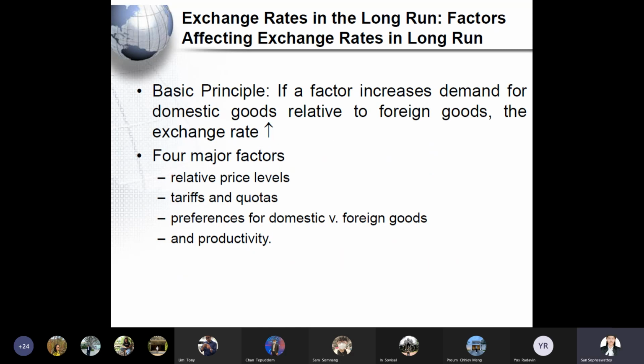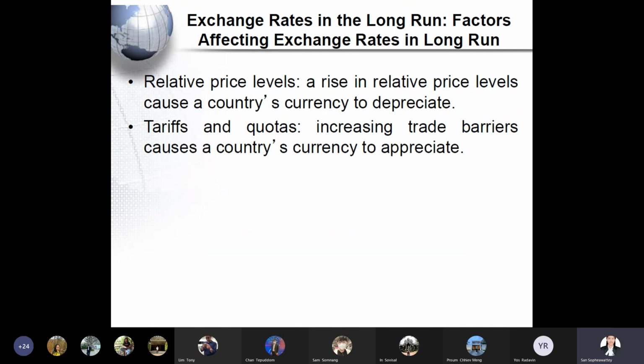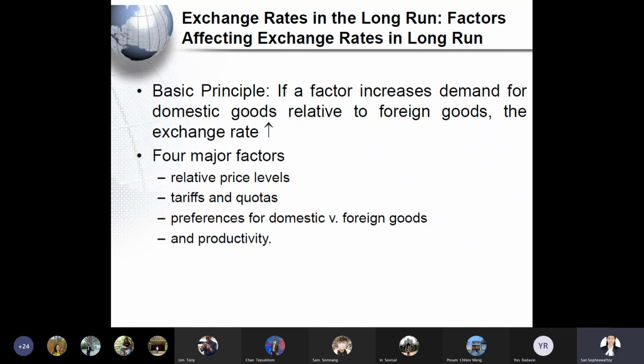There are some factors affecting the exchange rate in the long run. The basic principle is that if a factor increases demand for domestic goods relative to foreign goods, the exchange rate increases. There are four major factors that affect the exchange rate in the long run. The first one is the relative price level, then tariffs and quotas, preference for domestic and foreign goods, and the last one is productivity.